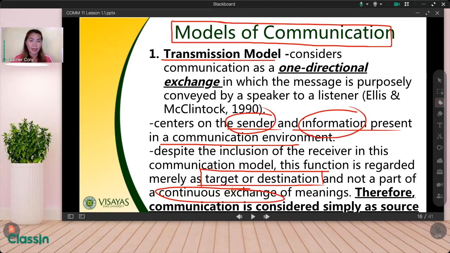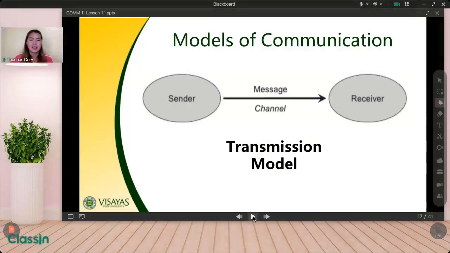It's one way, and it's intended to the target or destination, and it ends there. Okay. So the communication system is considered simply as source and destination. Next, this is how it looks like for this model. So we have here the sender, and the message is delivered to a certain channel.